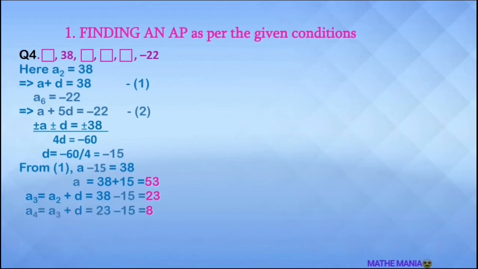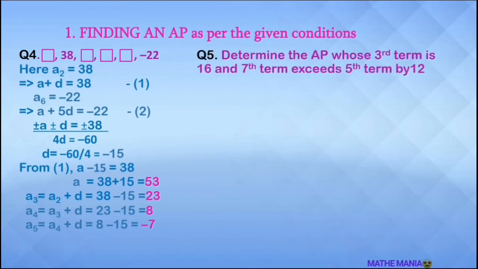A4 is equal to 23 minus 15, that is 8. And A5 is equal to A4 plus D, equal to 8 minus 15, that is minus 7. Now another form of this question where we have to determine the AP.